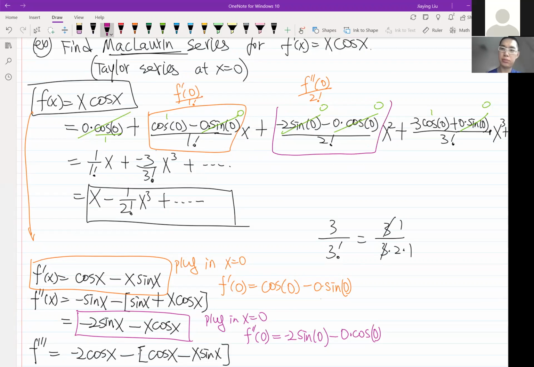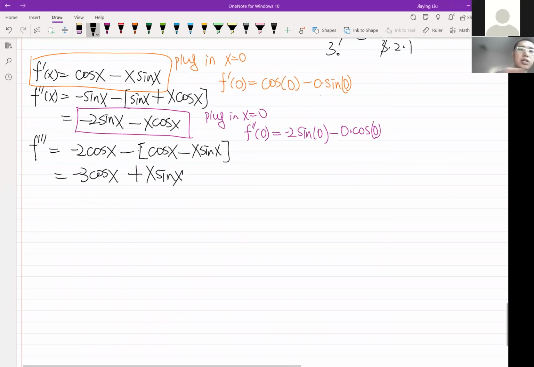Do you always have to plug in 0? When we find the Maclaurin series, we always plug in 0. But if it just says find the Taylor series expansion of this same function at x equals 5, then you will be plugging 5 into the derivatives to get the coefficients instead of plugging in 0. And then instead of writing x, you will be writing x minus 5. Maybe I'll just write it down quickly.